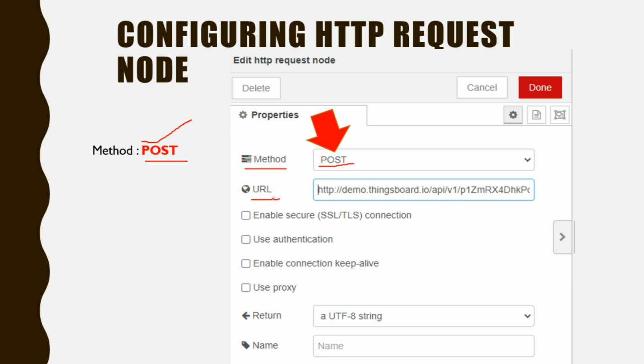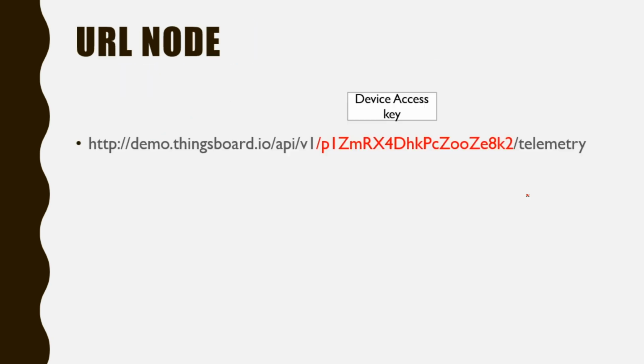Then we are going to configure the URL. This URL is http://demo.thingsboard.io/api/v1 followed by the access code we copied. We copied the access key code, right? We have to paste it here, then slash telemetry. Then we have to click done.